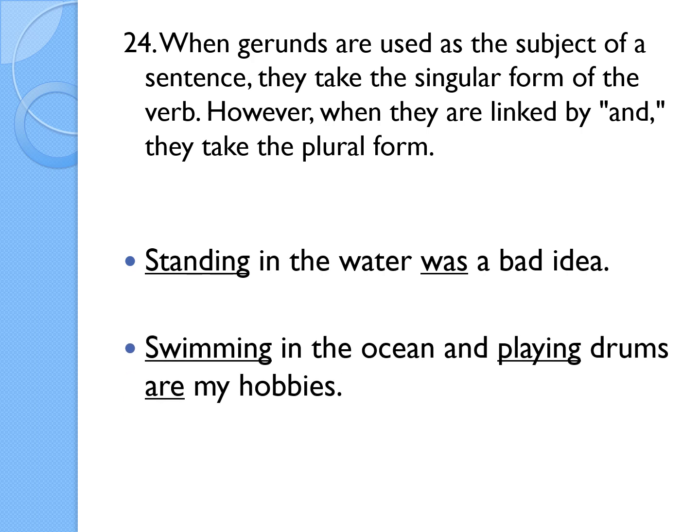But swimming in the ocean and playing drums are my hobbies. We have two gerunds in the sentence, swimming and playing. The first gerund phrase is swimming in the ocean. The second gerund phrase is playing drums. Since we have two gerund phrases connected by "and," we have to use a plural verb, and now we use "are" because there are two gerund phrases in the sentence. Two plural gerunds must use a plural verb.